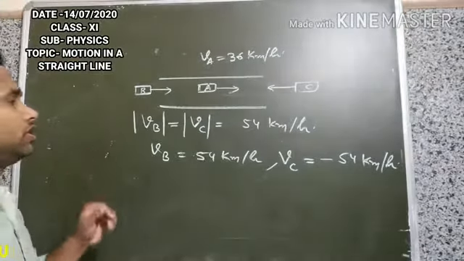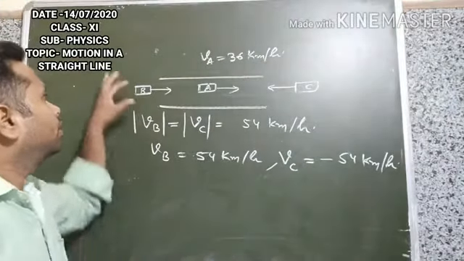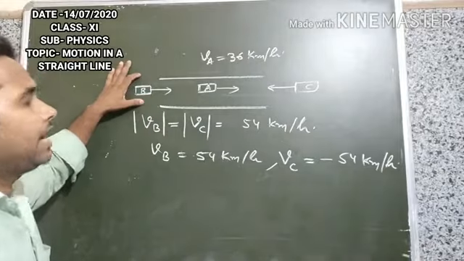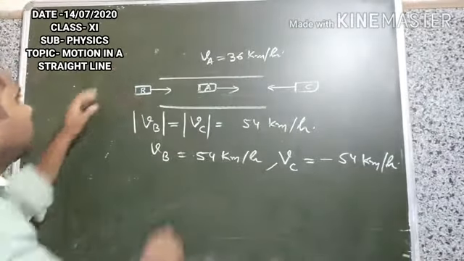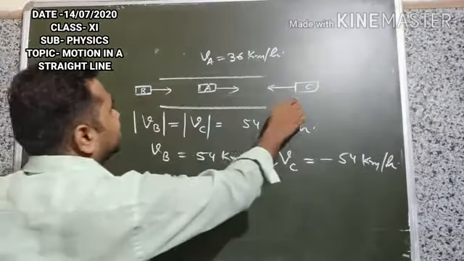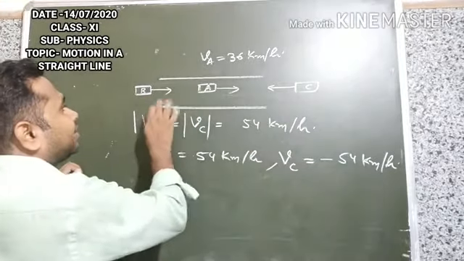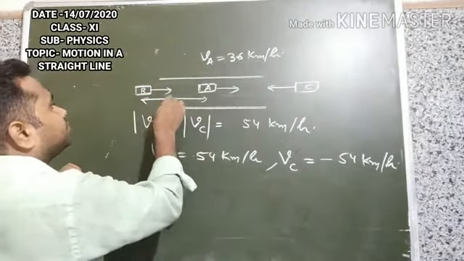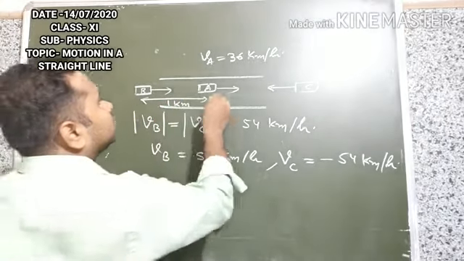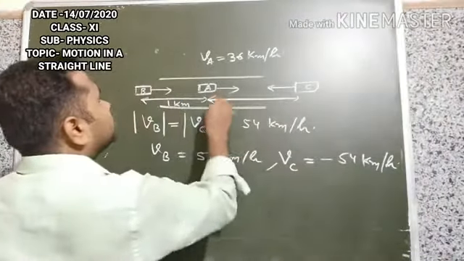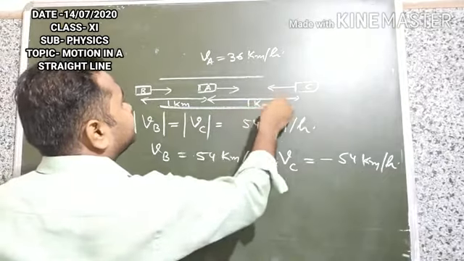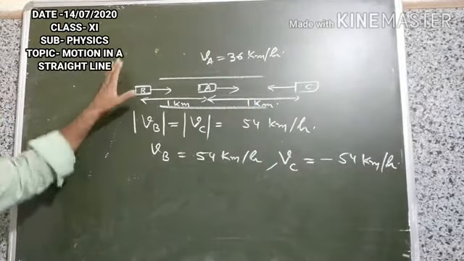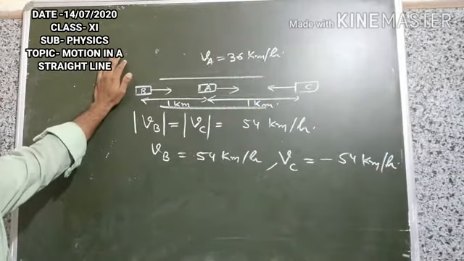Now see the question here. At an instant when B and C are both at the same distance from car A, that is 1 kilometer. It is also 1 kilometer. Car A to car C is also 1 kilometer. Both are at the same distance from car A.